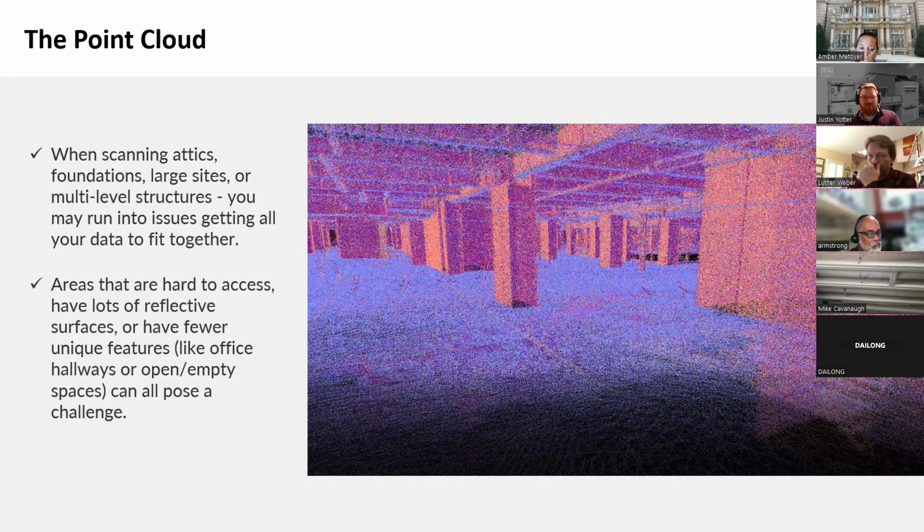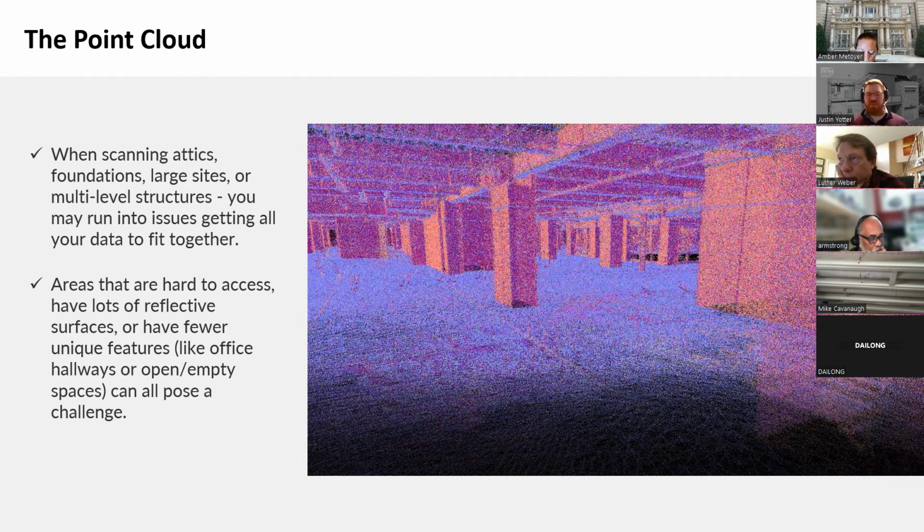When scanning attics, foundations, large sites, or multiple level structures, you may run into issues getting all your data to fit together. Areas that are hard to access or have lots of reflective surfaces or have fewer unique features like office hallways or open and empty spaces can all pose a challenge. Processing requires all areas have data connecting one area to the others so they can be properly glued or stitched together. So you want to have overlap. Mirrors, moving objects, etc., can also trick the process and therefore give you bad output.